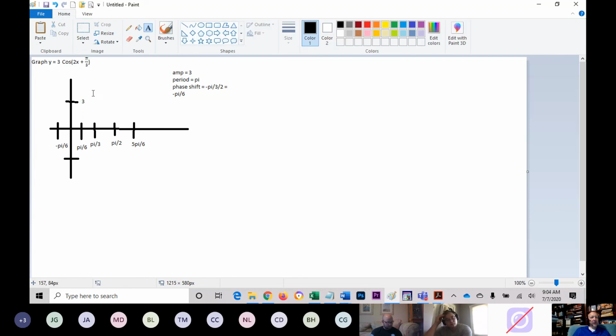Okay, so normally the cosine function is going to start high. It's going to look like that, except it should actually go to pi over 6 here. Yeah, I need to get rid of this.